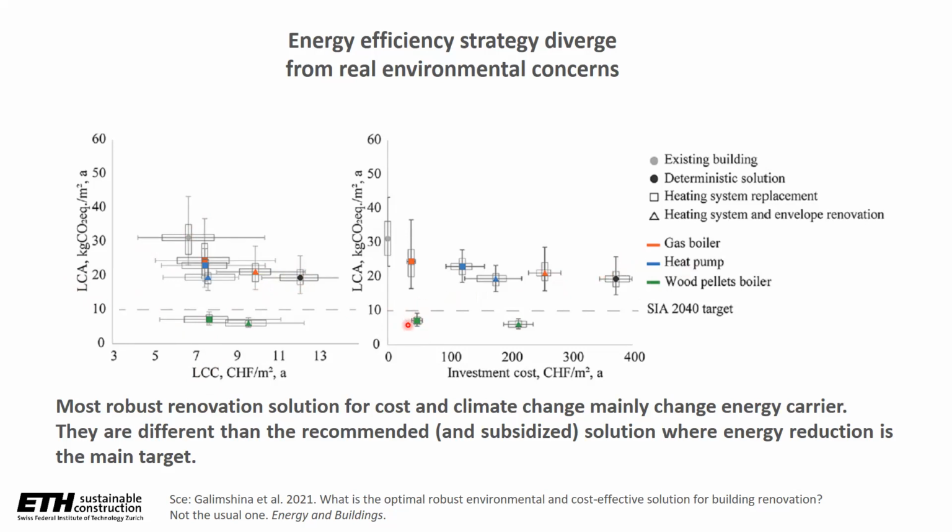And in this scenario, we just replace the heating systems and make not so much deep investment in the facade renovation, which of course leads to extra embodied impacts in the materials. So it shows that the most robust renovation solution for cost and climate change would mainly target the change of energy carrier and a minimum renovation of the facade, which is very different from the recommended and subsidized solution where energy reduction is the main target.